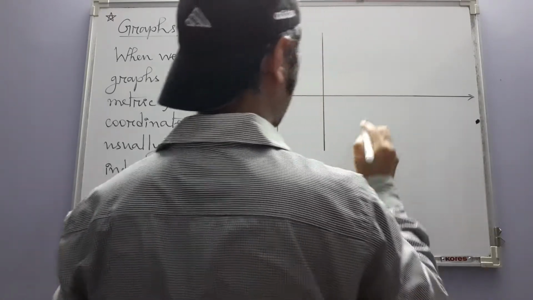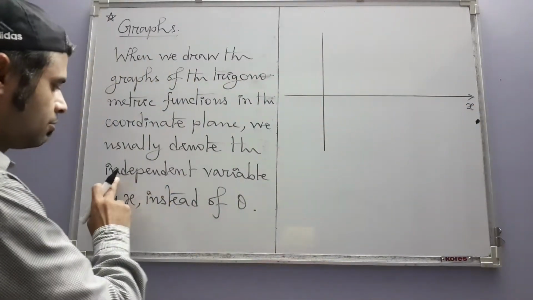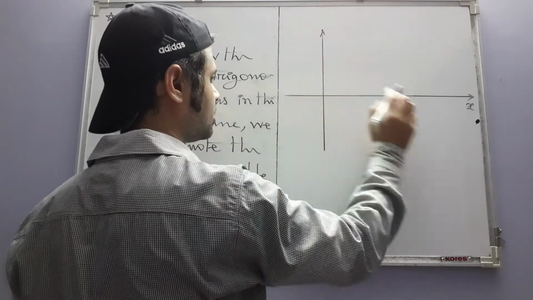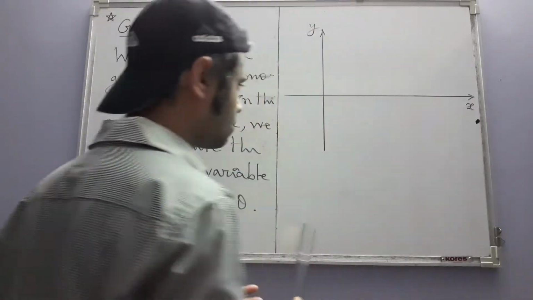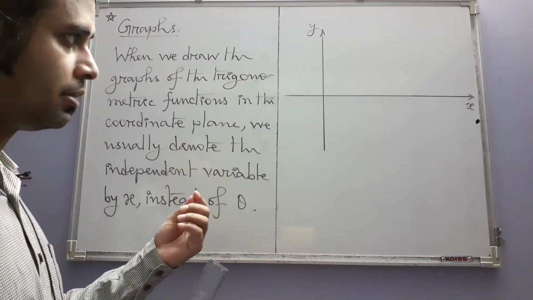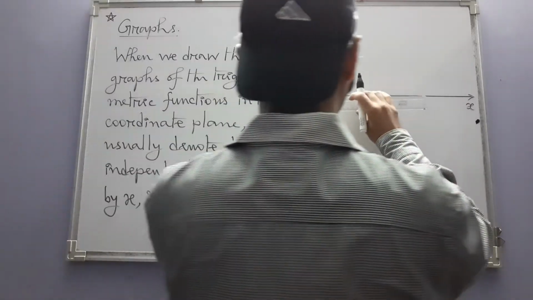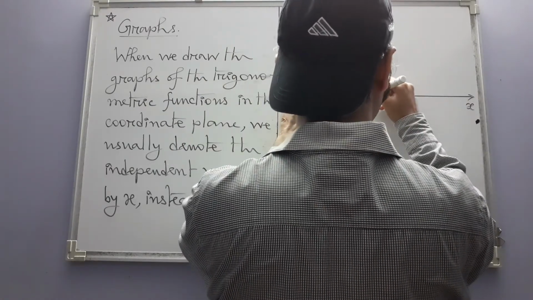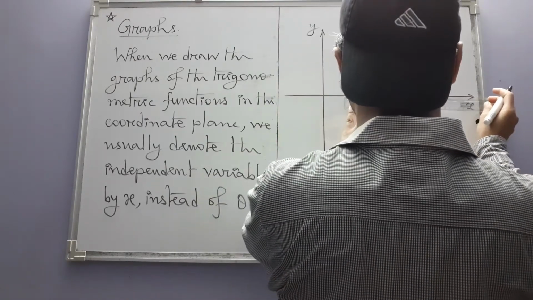So this is our x-axis and this is our y-axis, and we see here we are writing x because we are going to denote the independent variable by x. Otherwise, we would have written theta here, y. So on the x-axis, first of all, we are going to put some special angles, those points where we know the value of sine function. And that will help us with the general structure of the graph.